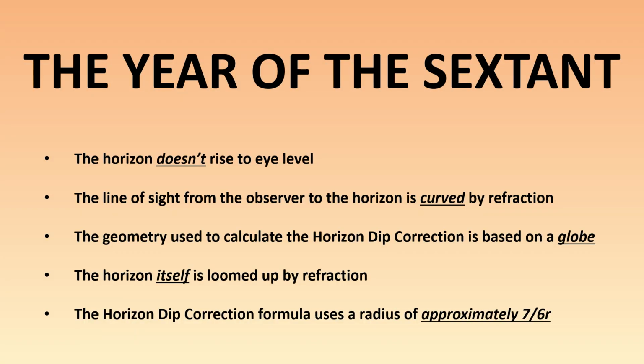All right, so let's recap what Flurfs have to accept if they think the sextant and celestial navigation is somehow proof of flat Earth. 1. The horizon doesn't rise to eye level.